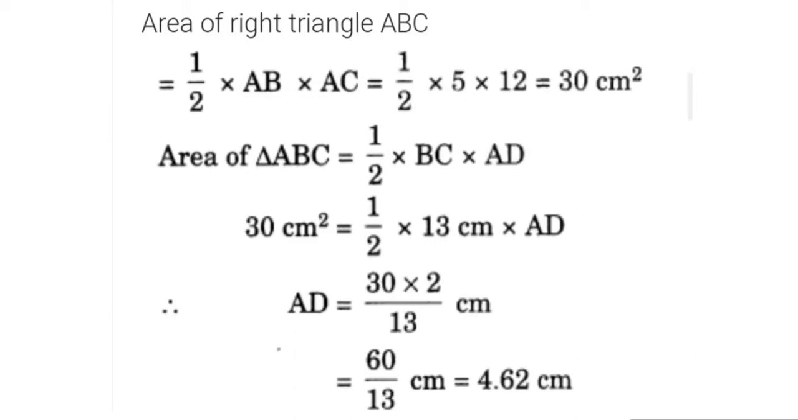Now again we will use this formula, area of triangle ABC, 1 upon 2 into base into height. Now the base we will take BC and the height we will take AD. Now put the values of area. So 30 centimeter square is equal to 1 upon 2 into 13 into AD. Now from here we will find the value of AD. So it will come 30 into 2 upon 13 centimeter. So it is 60 upon 13, which means 4.62 centimeter is the answer.